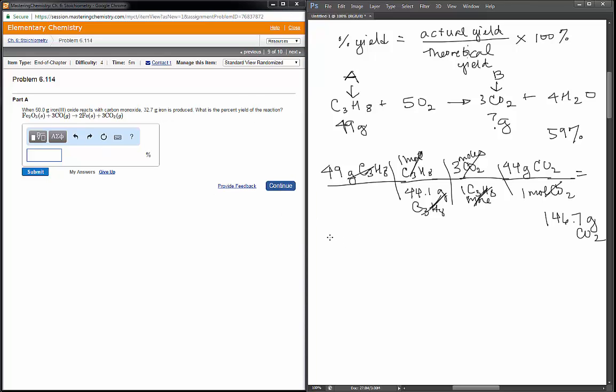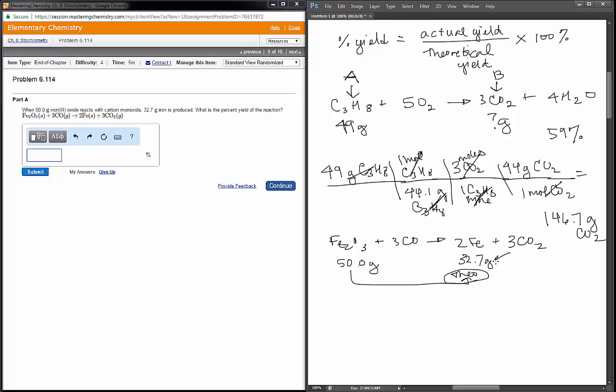We are given an equation: Fe2O3 plus 3CO goes to form 2Fe plus 3CO2. And they're telling us that we have 50.0 grams of iron 3 oxide, that's the Fe2O3. And they want to know what the percentage yield is if I only get 32.7 grams of iron, that is Fe, in the product. So we're going to take the 50.0 grams and then calculate the theoretical.